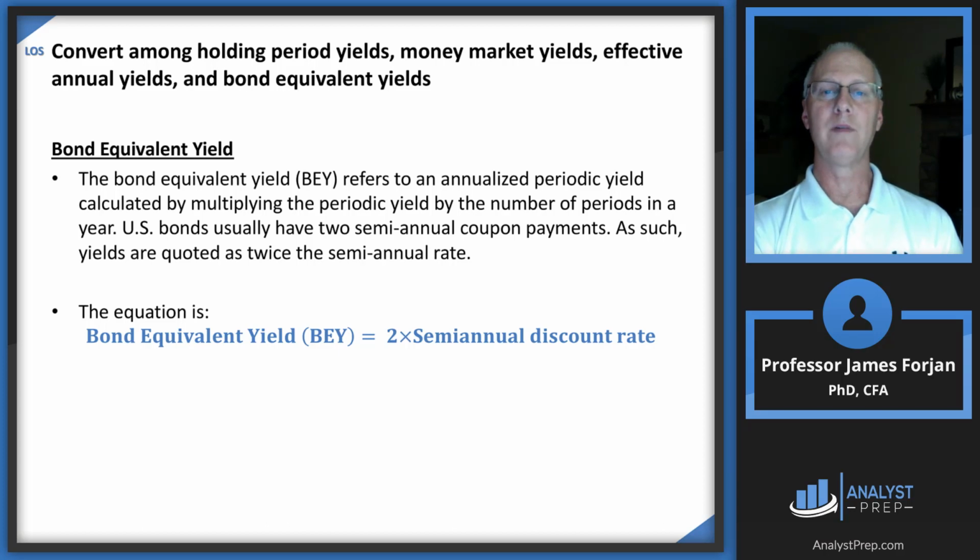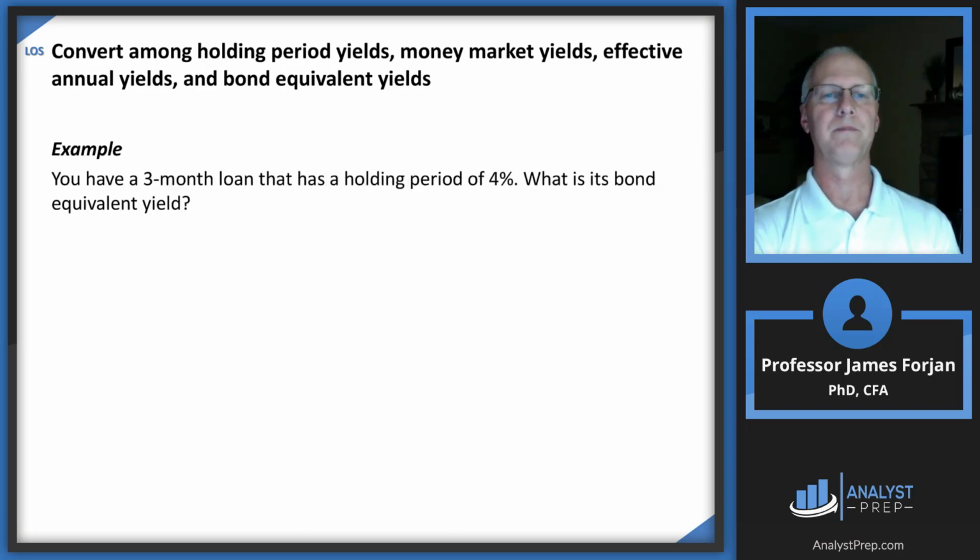A bond equivalent yield refers to the annualized periodic yield calculated by multiplying the periodic yield by the number of payments in a year. The convention here is that since bonds pay interest semi-annually, that's why this is called the bond equivalent yield. And so the yields are quoted as twice the semi-annual rate.